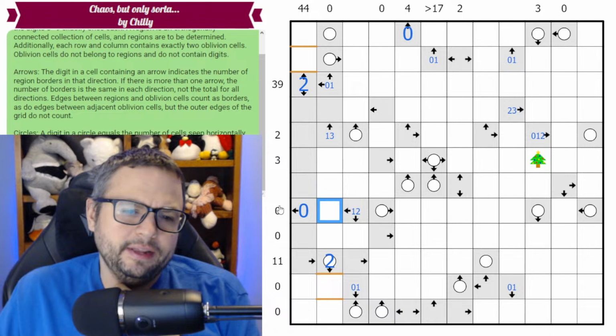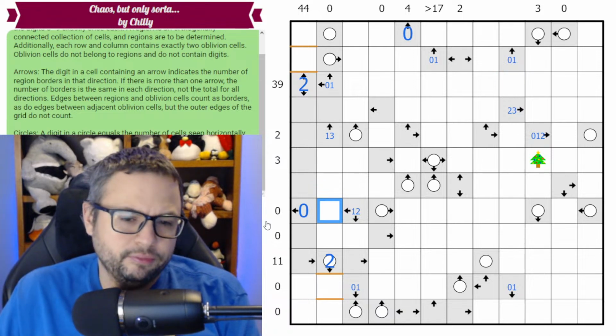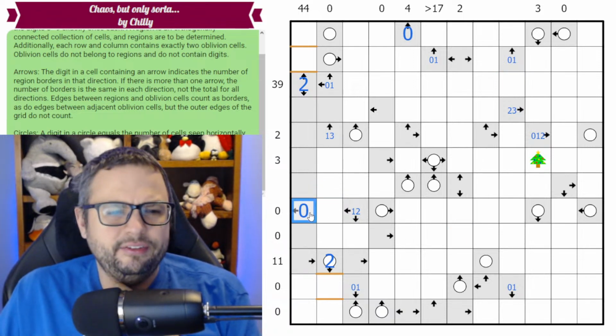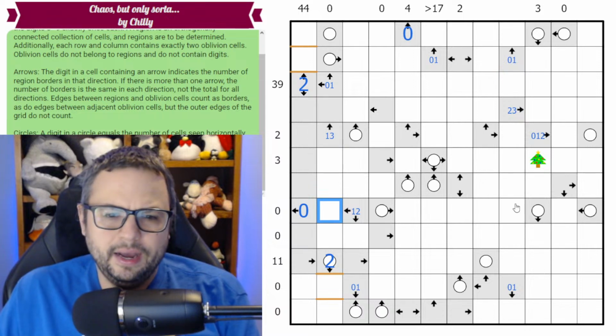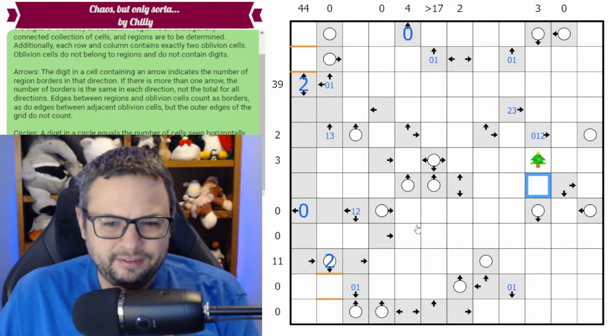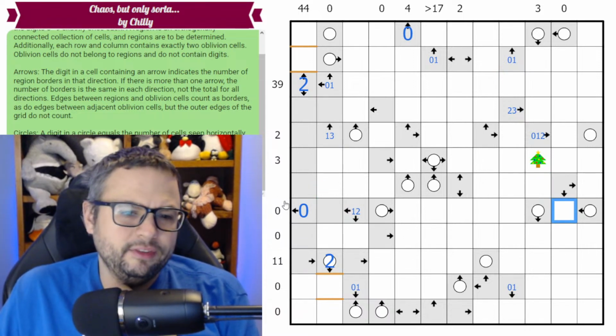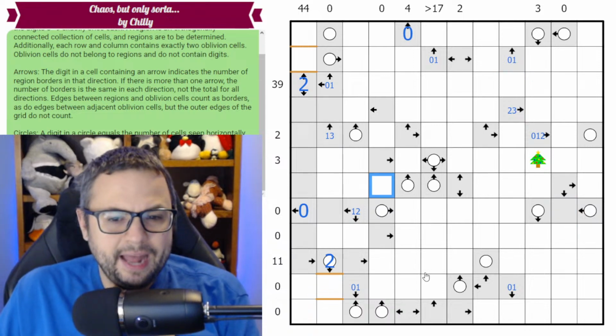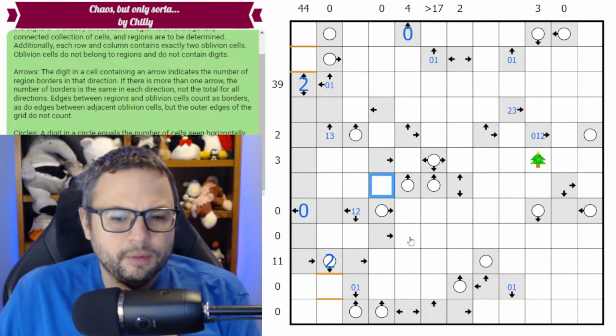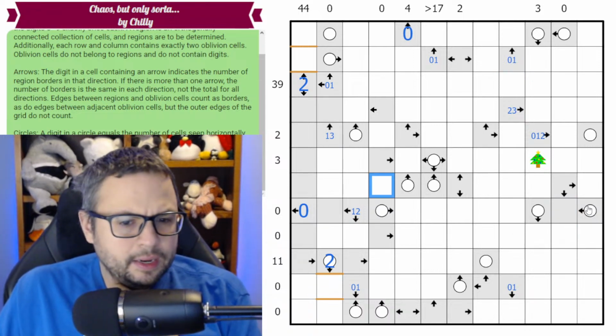It's possible. We might be able to rule something out eventually. This certainly can't be an Oblivion cell because the Oblivion clue for this row is a 0, and the 0 is gone. So let's gray that cell. Likewise, the 0 for this row is gone, so we can gray that cell for purposes of Oblivioning.